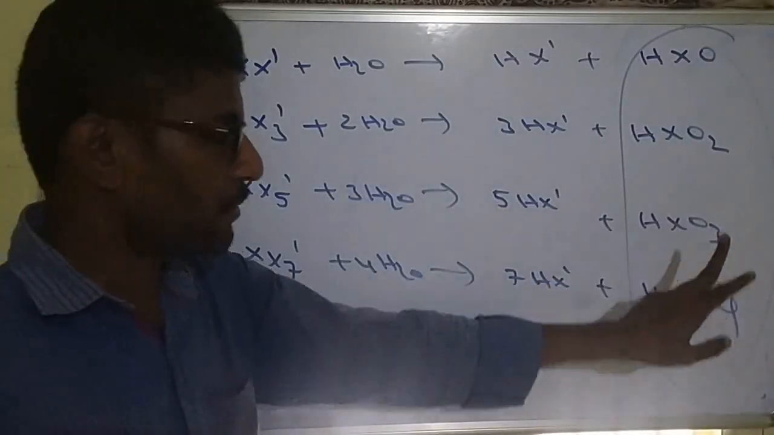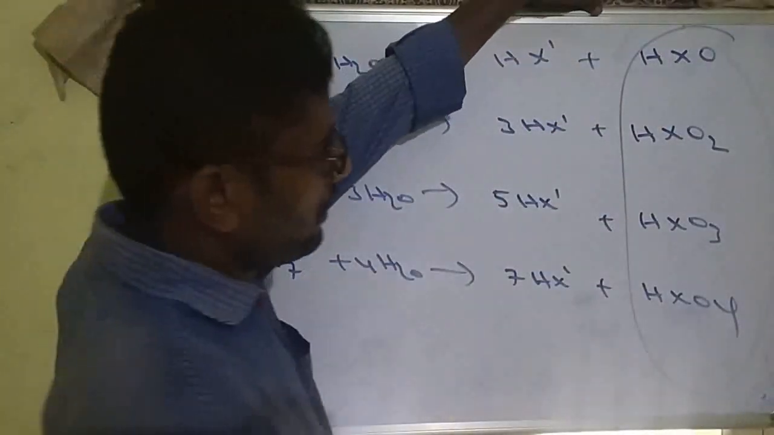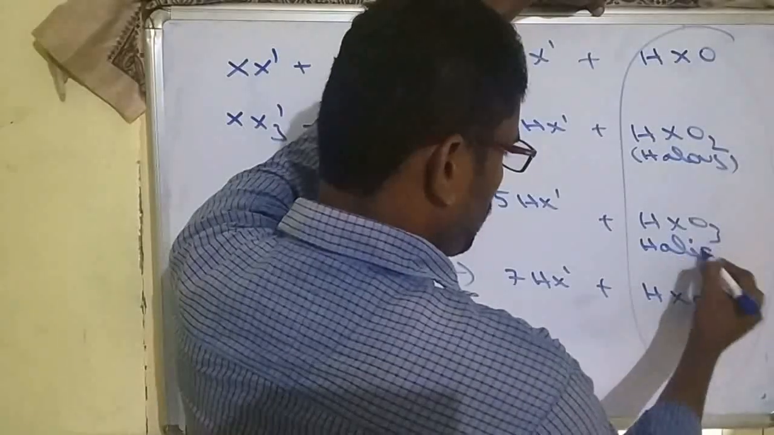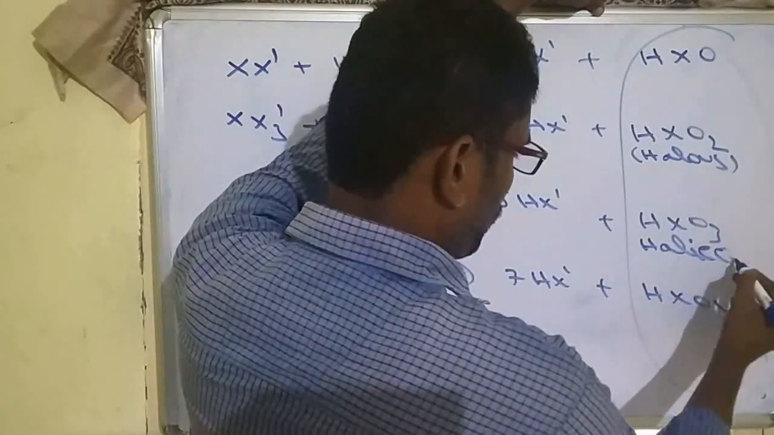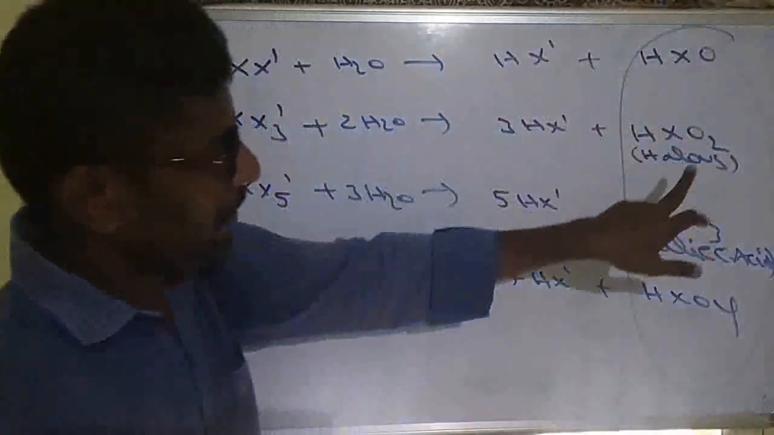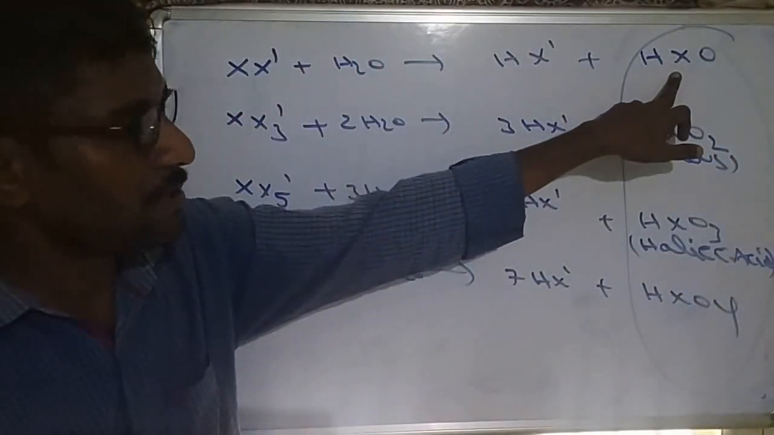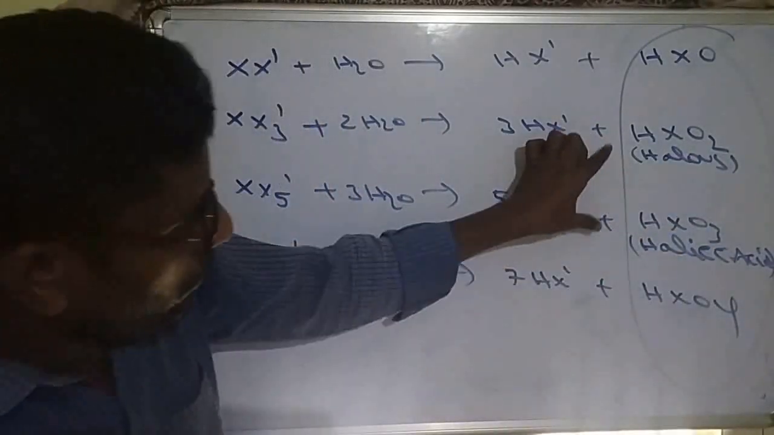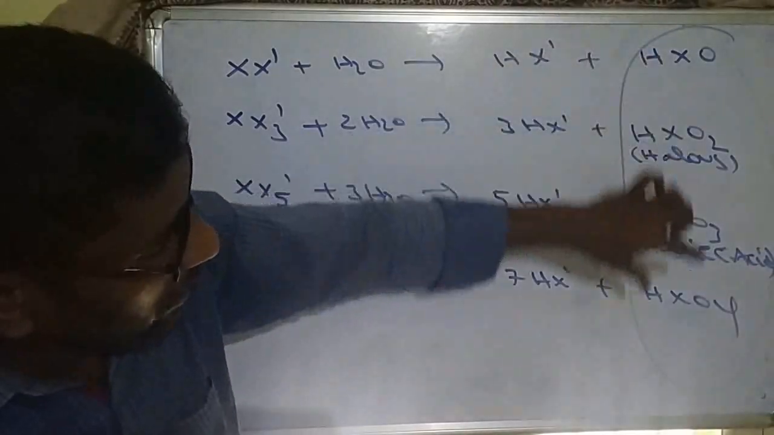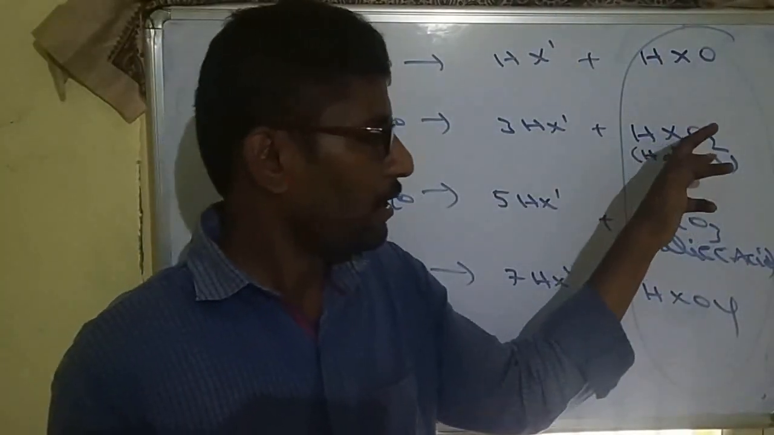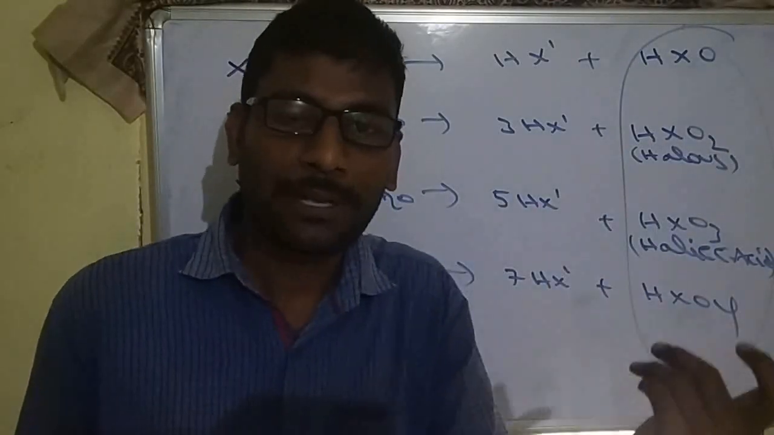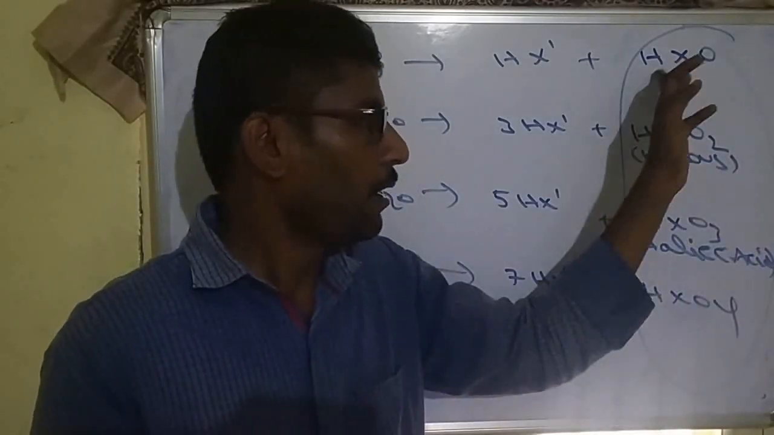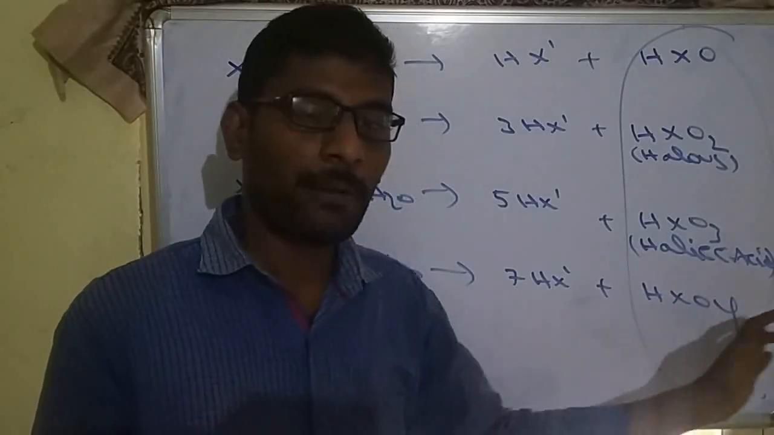HXO, HXO2, HXO3, HXO4. HXO2 is called halous acid, HXO3 is called halic acid. Where oxygen is less, it is called hypohalous. Where oxygen is extra, it is called perhalic. Just these you have to remember: halous and halic, hypohalous, perhalic. If chlorine is there, we call it chlorous acid, chloric acid. If bromine is there, bromous, bromic, like that. Hypochlorous, hypobromous, perchloric, perbromic, like that.